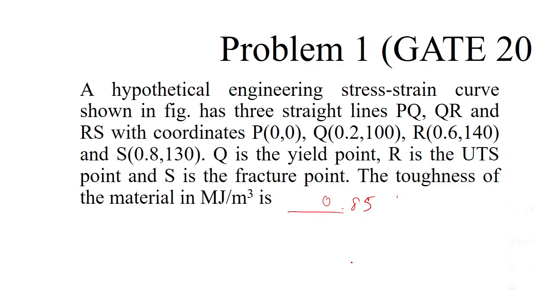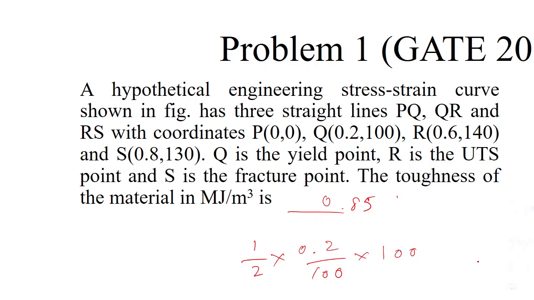The only thing here is, for example, for this triangle calculation alone, I will show you. The triangle is half into base into height, right? So what is the base here? 0.2 by 100. This is very important because here you can see the engineering strain is given in percentage, so we have to divide by 100. And the height of the triangle is actually 100.